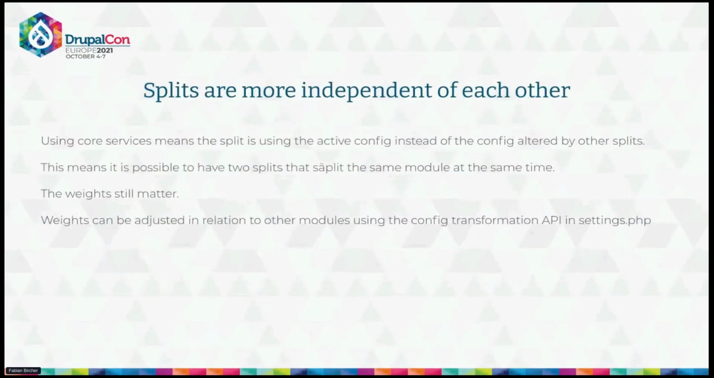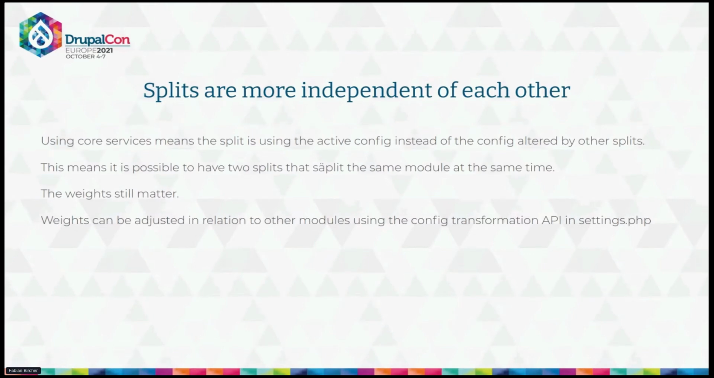The next thing that you need to be aware of is that splits are more independent of each other than in config split 1.x, because we use these core services to determine how configuration needs to change when the dependencies are removed. Then the split will always split what is active, and therefore you could theoretically also have two splits with the same module at the same time. And I see there is a typo there.